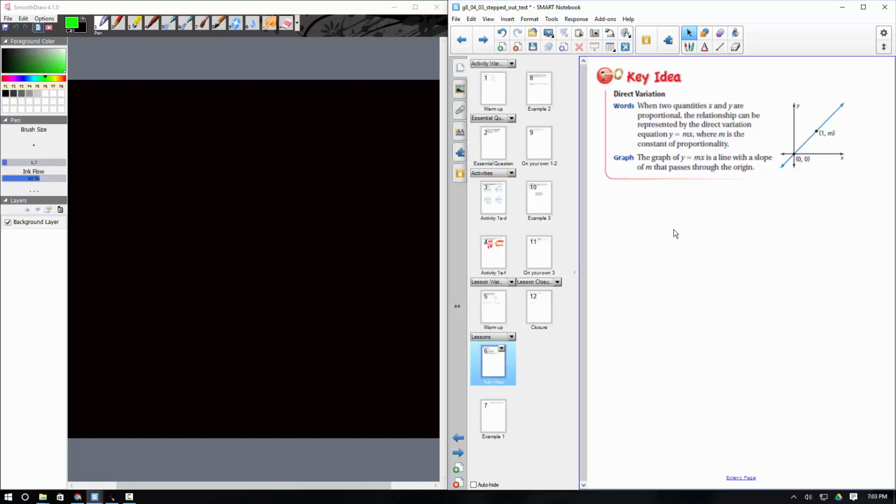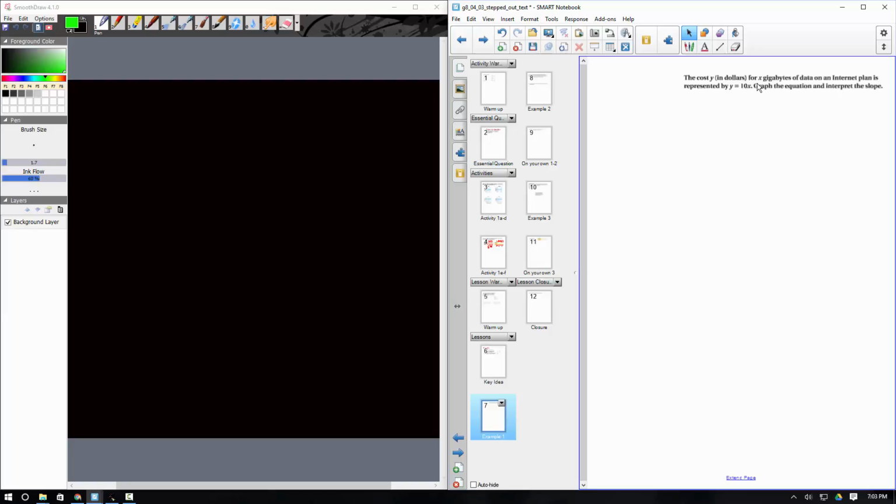Right? Those are the two real main things for direct variation. So it says here the cost in y for x gigabytes of data on the internet plan is represented by y equals 10x. Graph the equation and interpret the slope. My bad. So if I look here, this is direct variation because it's y equals 10x.